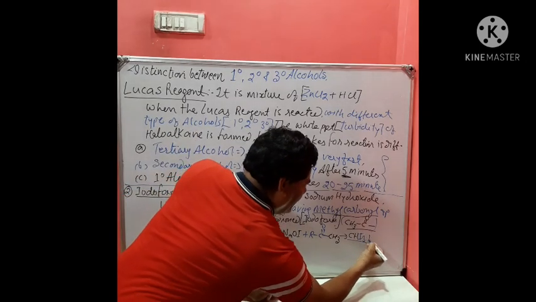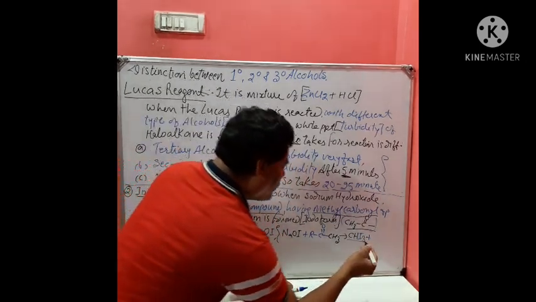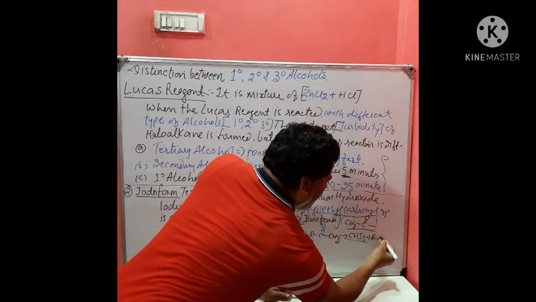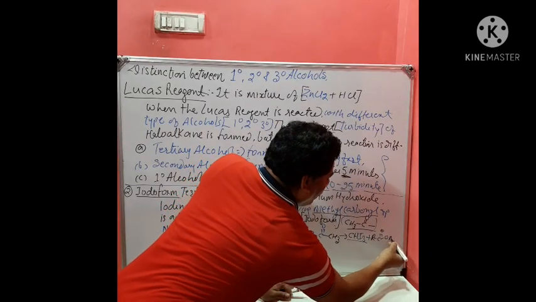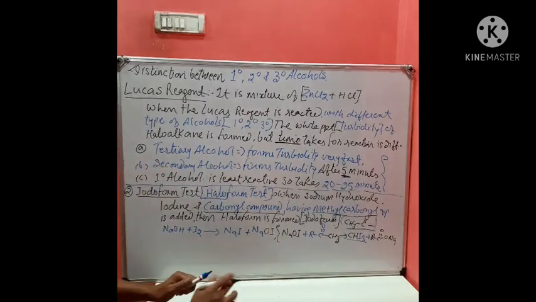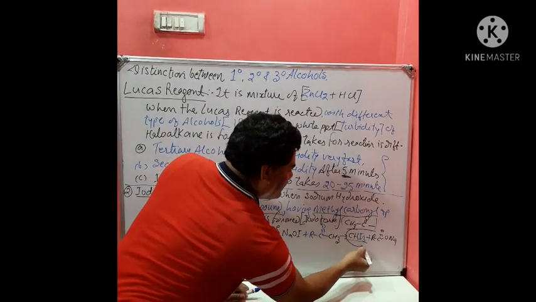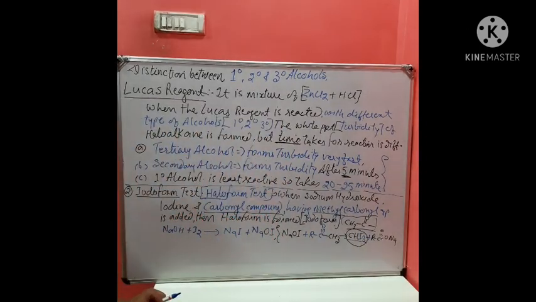And obviously some new products also form, like RCOONa. But the most important thing is the formation of a yellow precipitate of iodoform. This reaction is known as the iodoform or haloform reaction. Now, using this, how will we distinguish 1 degree, 2 degree and 3 degree alcohol?